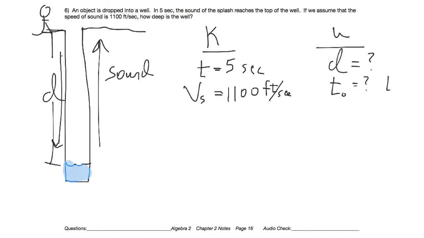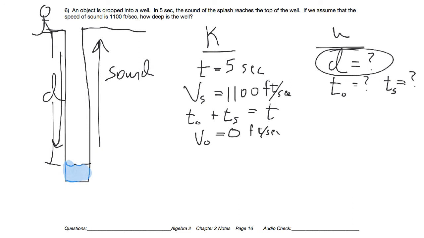Now, it might be helpful for us to introduce two more variables too. T_O, the time the object takes to fall, and T_S, the time the sound takes to travel up. But remember, the depth is really our main unknown, and that's what we're looking for. The relationship between T_O and T_S is the time the object takes to fall plus the time the sound takes to travel back up. When you add those two together, you get the total time, which is T. We also know that V0 is 0 feet per second because the object gets dropped. So it doesn't start out getting thrown down, it starts out with a 0 velocity.